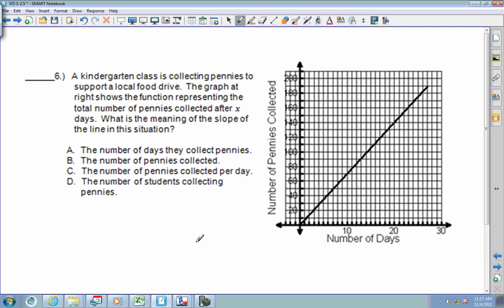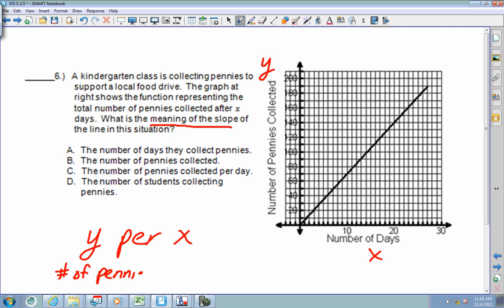Next one. This one wants to know what is the meaning of the slope. Okay, so pause the video if you haven't answered it. Meaning of slope, right here, we're going to have y per x. Well, here's x, here's y. Y is the number of pennies collected. So I'm going to have number of pennies per, the x is the day. So I go down here, it says number of pennies collected per day. Your answer should be C.